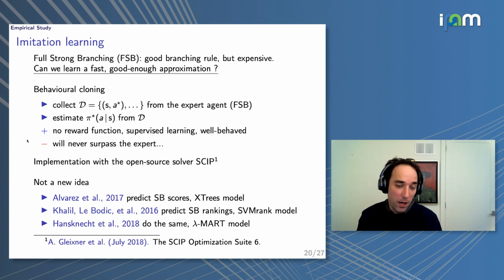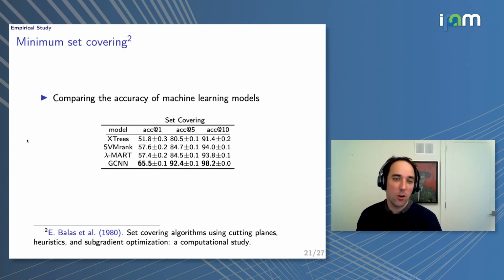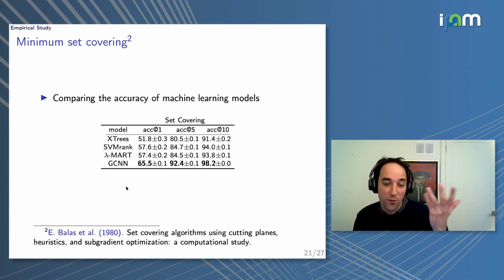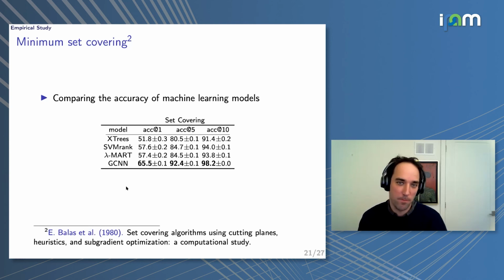And in fact, we can compare it to some of these approaches in terms of accuracy. So this is the first problem we looked at, called minimum set covering. And we're simply comparing the accuracy of GCNNs compared to other machine learning models. Some of them use ranking approaches, predicting the variable that full strong branching picked, or basically predicting the scores of full strong branching. And so that's why we have accuracy at 1, accuracy at 5, and accuracy at 10.